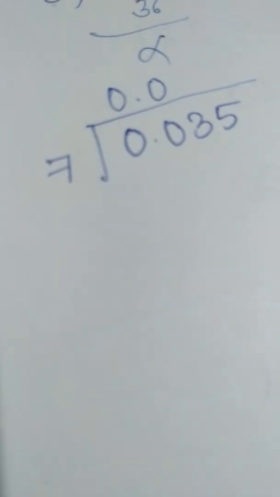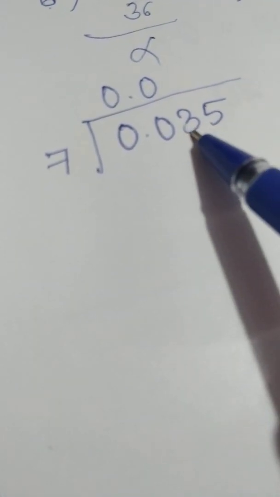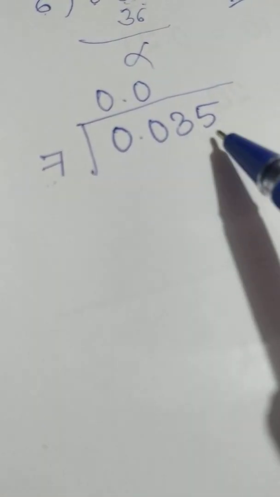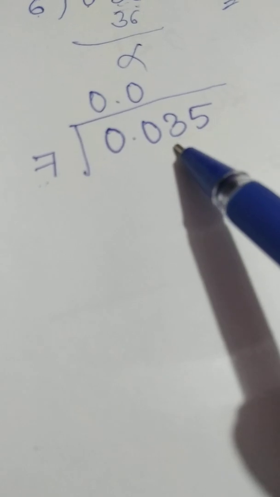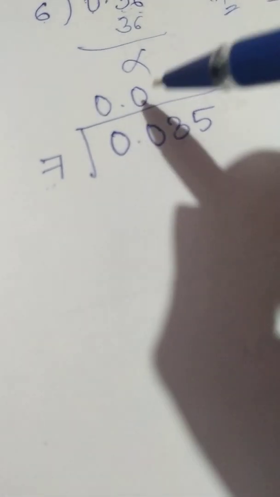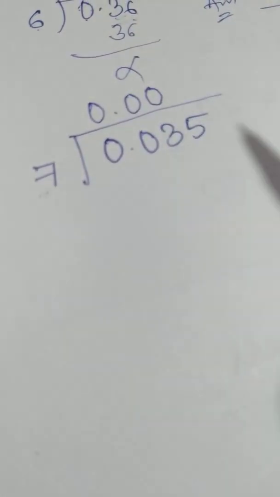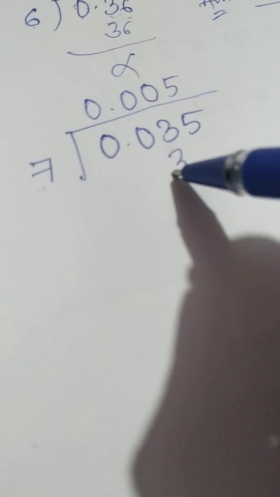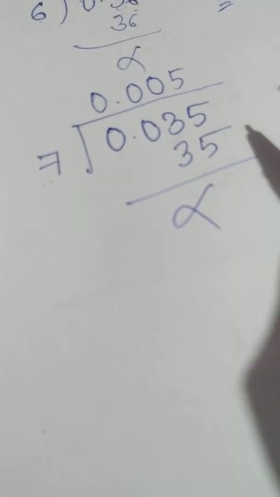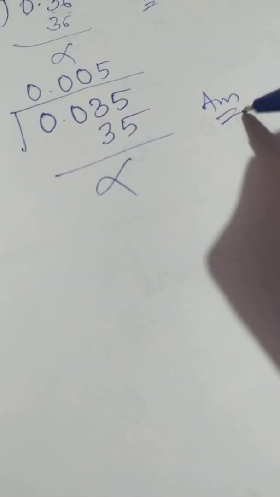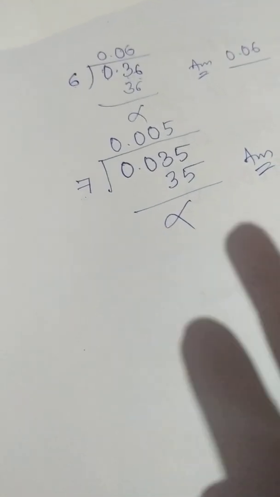0.0. Okay. Next, again you can see 3 is smaller than 7. So we need to consider 35 together. In order to consider 35 together, we place another 0 over here. Now 35 can be considered. So 7 into what is 35? 7 5s are 35. Gone. So answer is what? 0.005.